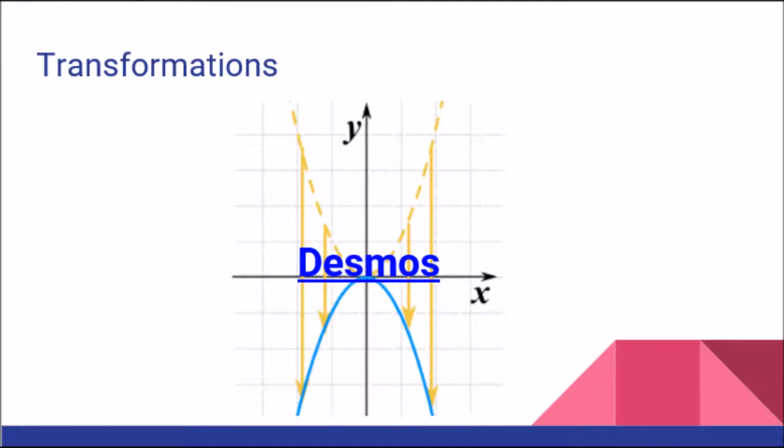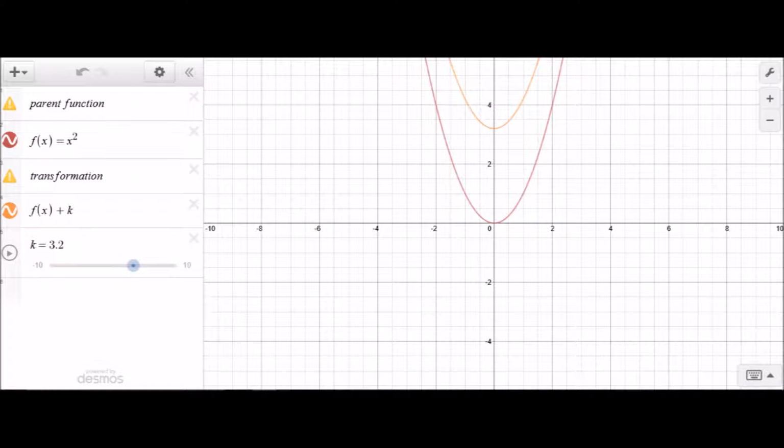Next, we move on to transformations, which is when you plug a certain type of function notation into the parent function of a quadratic. It will have an effect on the shape of the parabola. First, we start off with f of x plus k. If k is positive, the function moves up the y-axis, but if k is negative, the function or shape will move down the y-axis.